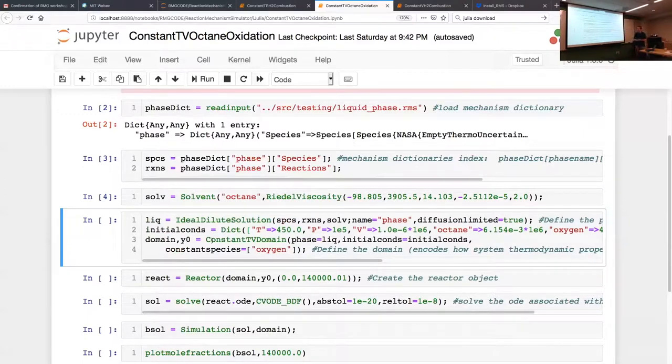So this is a situation where you just have a fluid that's sitting out in the air. Even if oxygen is being consumed, there's going to be lots of oxygen coming back into the fluid. And so to an approximation, you can assume that the concentration of oxygen is about constant.